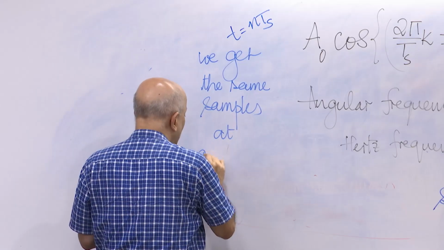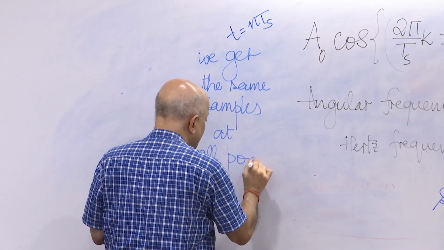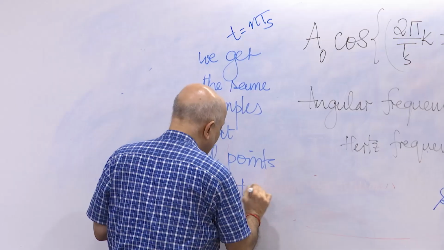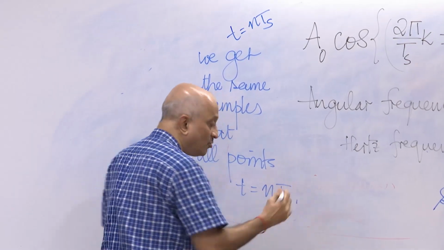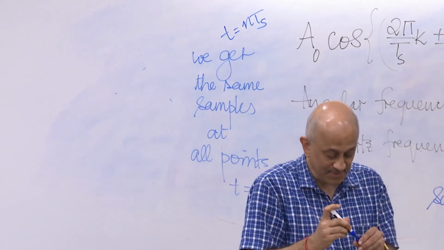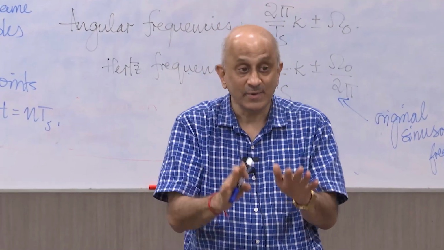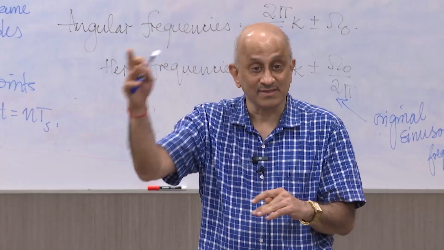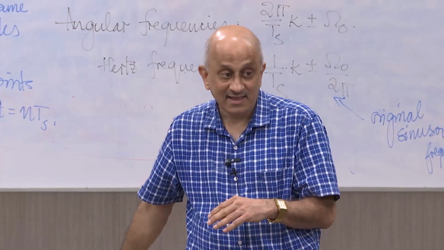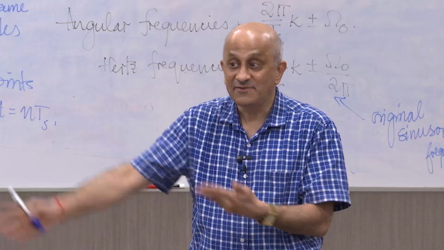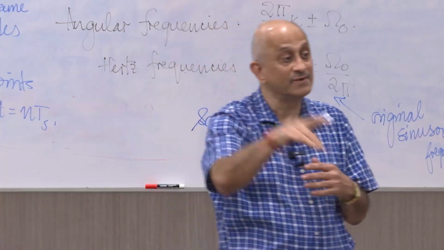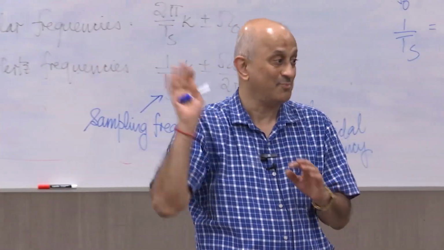At all points t equal to nTs, there is no way to distinguish, which means that even if I tell you that I had sampled a sine wave to get those samples at those points, there is not one but an infinity of sine waves which could have given you those samples at those points.